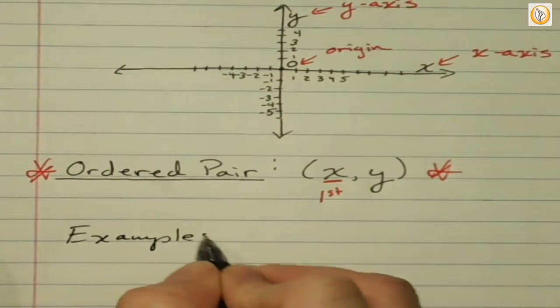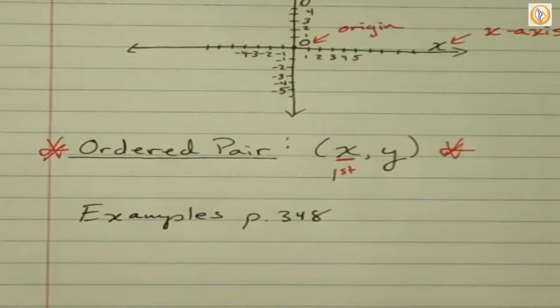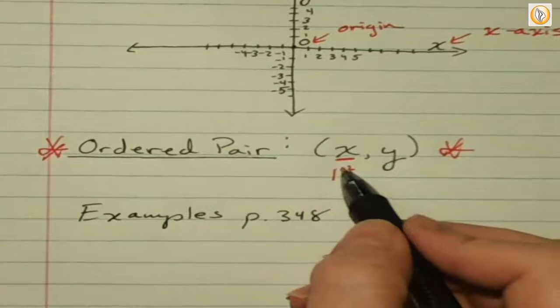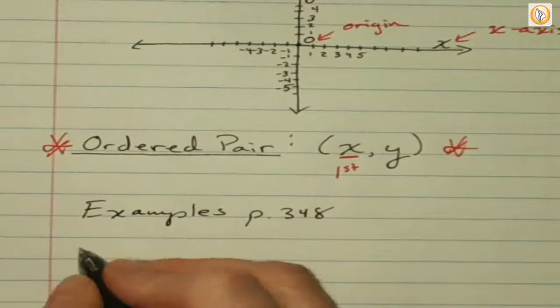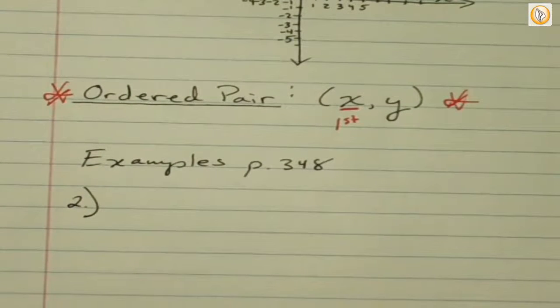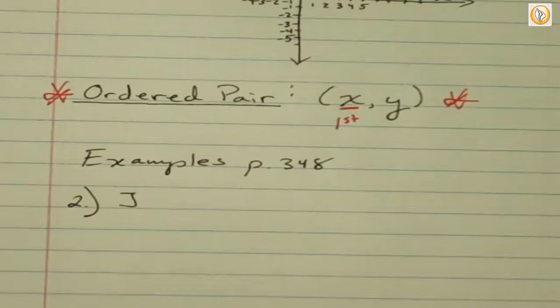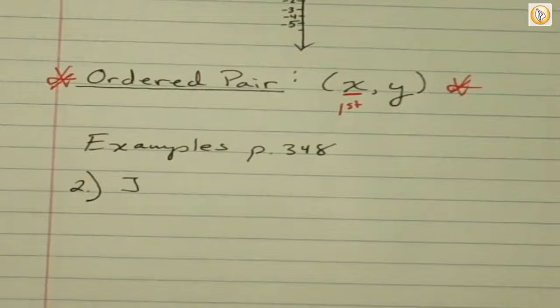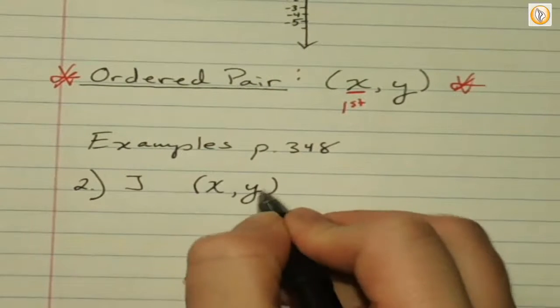Open up your book to page 348. Remember, X comes first, and then Y in your ordered pairs. So page 348, we're going to look at number 2. It says, give the coordinates of each point. They're asking for the ordered pair, the coordinates for each point. And number 2 is J. So then you look on the Cartesian plane, and what I'm looking for is the coordinate, or the X and the Y.